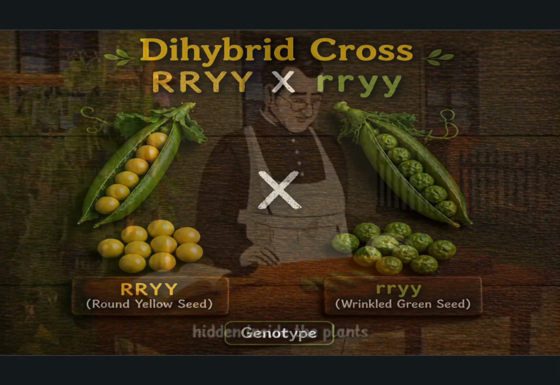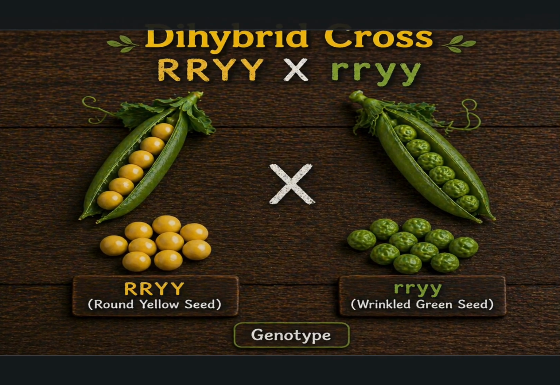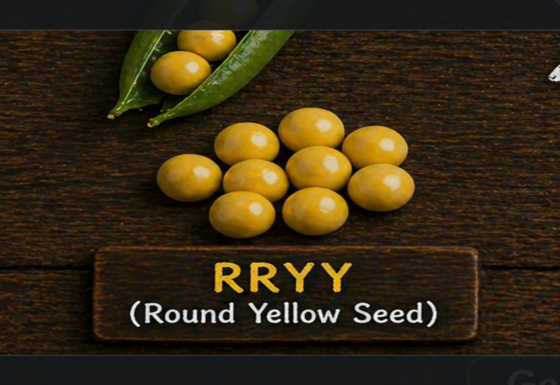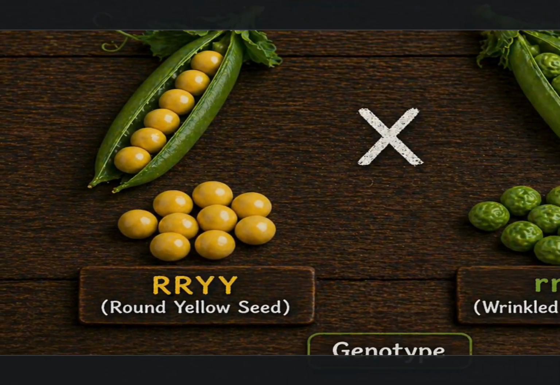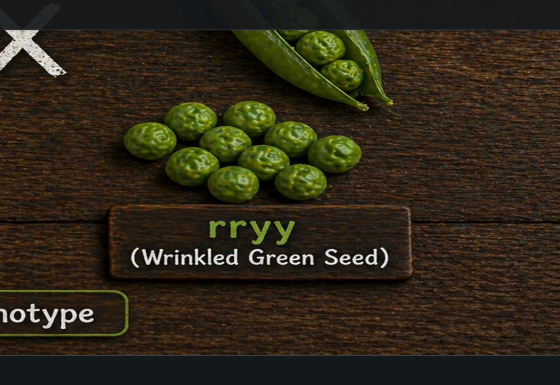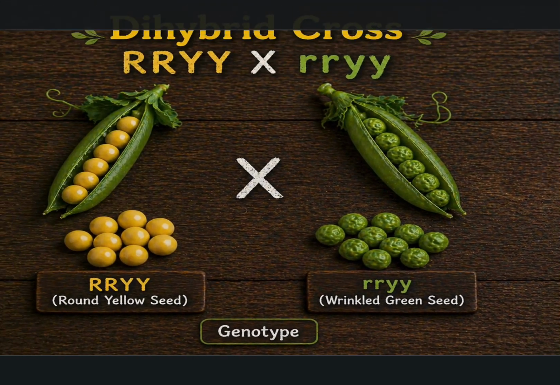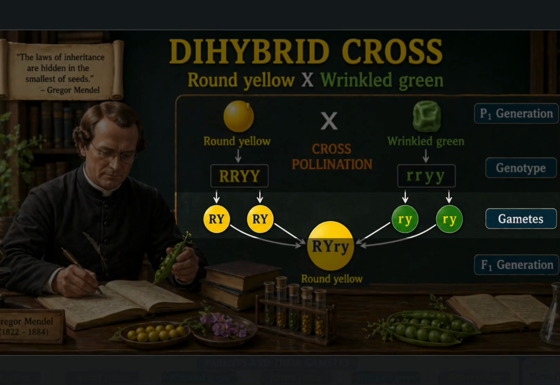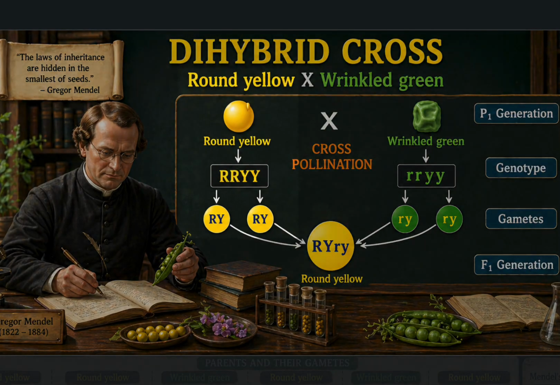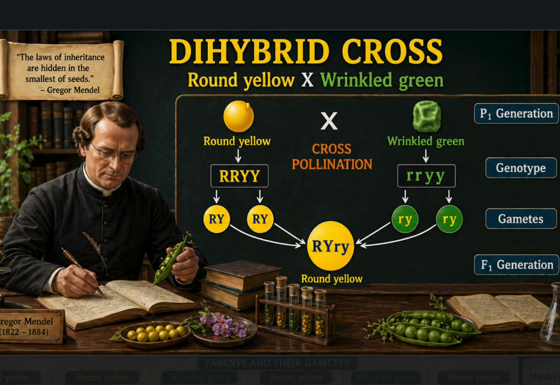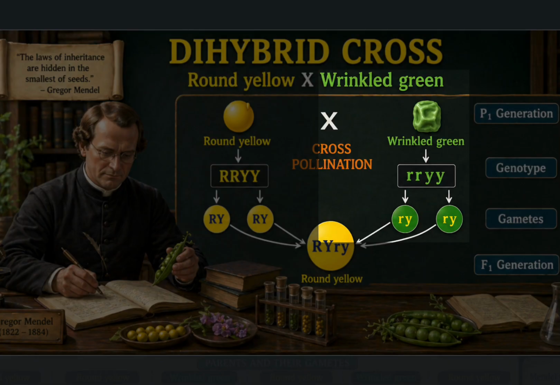Mendel crossed two plants that were pure round yellow, written as capital R, capital R, capital Y, capital Y, with the plants that were pure wrinkled green, written as small r, small r, small y, small y. These plants produced gametes. A pure round yellow produced only capital R, capital Y gametes, and a pure wrinkled green produced small r, small y gametes.